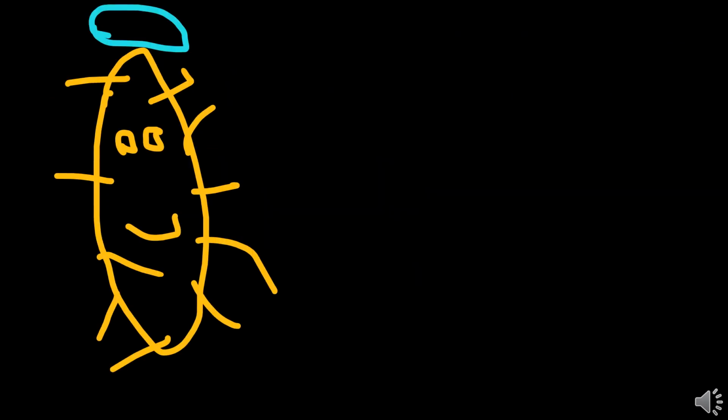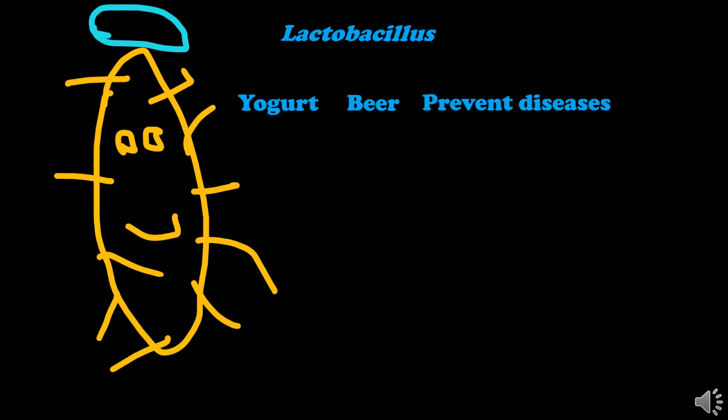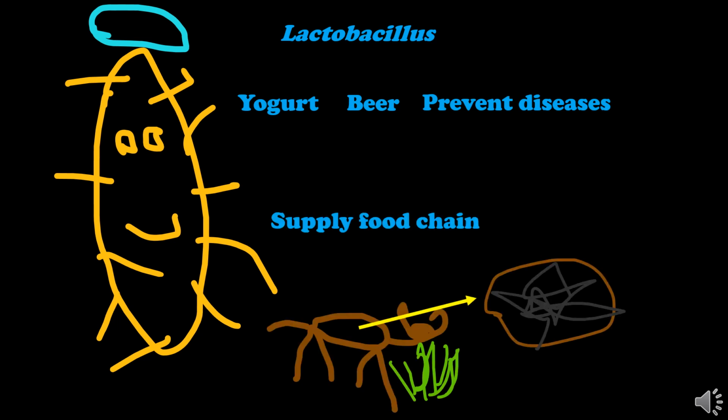As I said earlier, they can be both good and bad. Some of the good bacteria are the Lactobacillus genus that produces yogurt and our favorite drink, beer, and also prevents gut disease in kids and adults. They also supply the food chain because the herbivores we love to eat, like cows, get their cellulose broken down by bacteria, not their own guts.